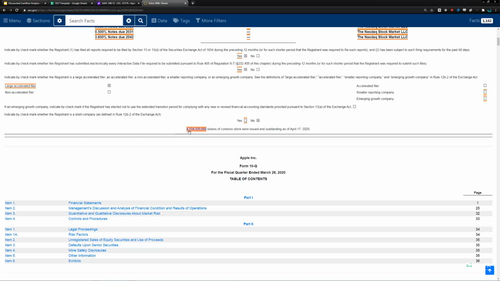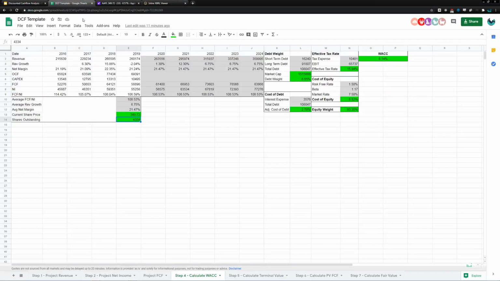So this is it right here, 4334. So there's 4.33 billion shares outstanding. So that's where this came from. So the 4334. All of these are in millions, by the way. So multiply all these numbers by a million. And that'll give you the proper values. So with those two things, we can easily calculate market cap by just multiplying them together. And that gives us about a $1.51 trillion market cap right now, if I'm reading that correctly.